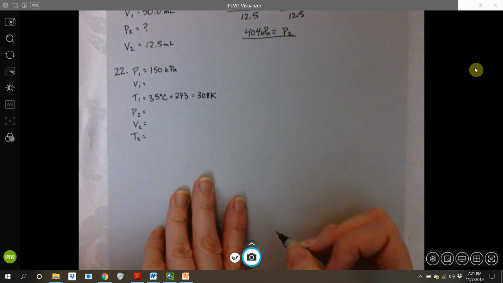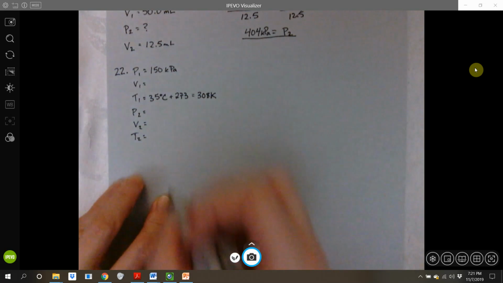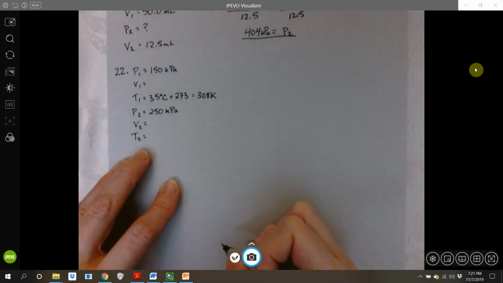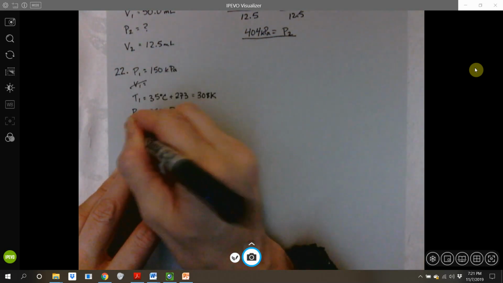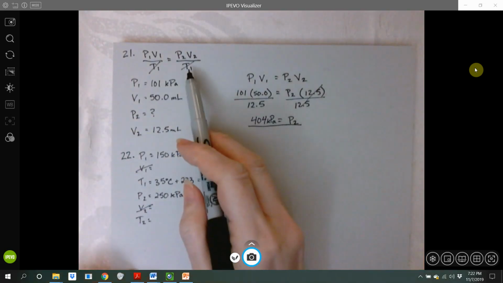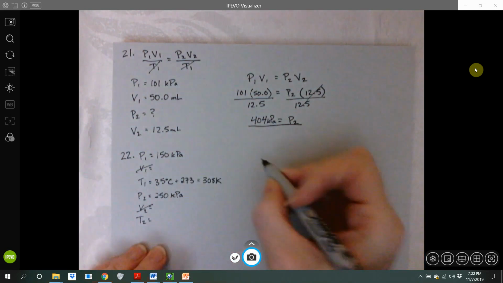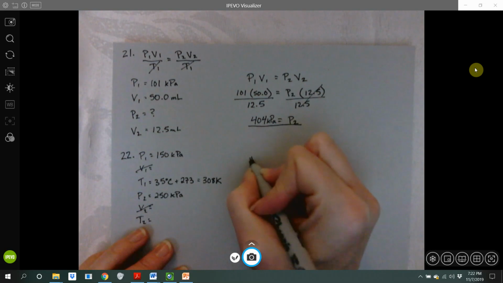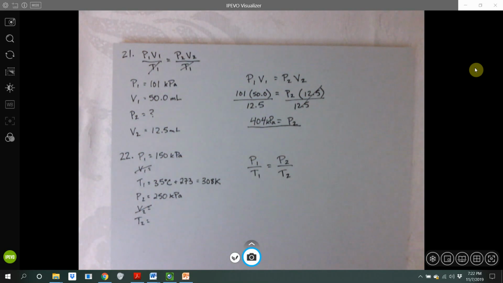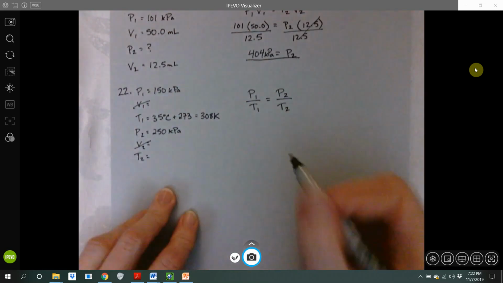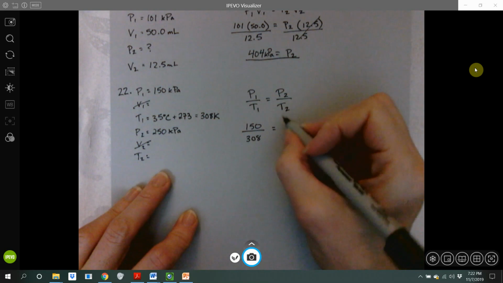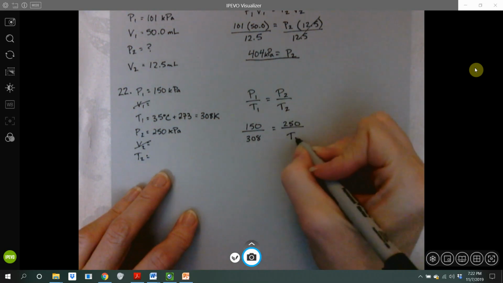Okay. And it says that the tank has a relief valve that opens at 250, so this will be P2, 250 kilopascals. We don't have any volume information, so we can take that right out. Up here we'll use the same, but cancel our volume. So we're left with P1 over T1 equals P2 over T2, like so. Okay, let's sub in some numbers. Our P1 is 150, our T1 is 308, our P2 is 250, and our T2 is what we're trying to find. We don't know what it is.